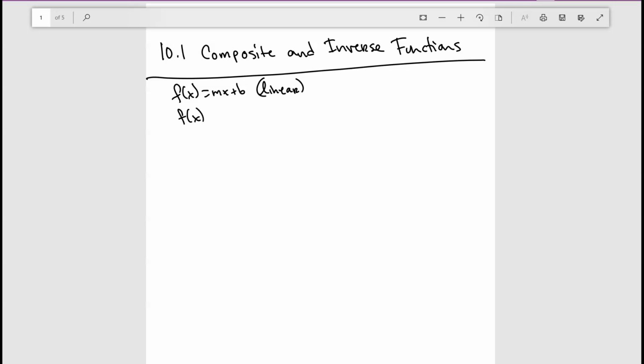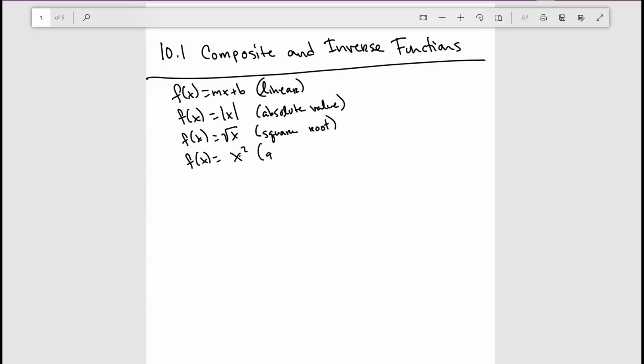We've also talked about functions that look like this, absolute value functions. We also have other types of functions like the one with the square root. So this is just a square root. And obviously we have the cubed roots and all these other roots. And then the one that we recently did was the quadratic function, the one with the x squared.